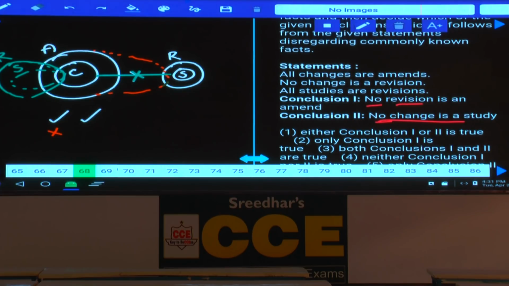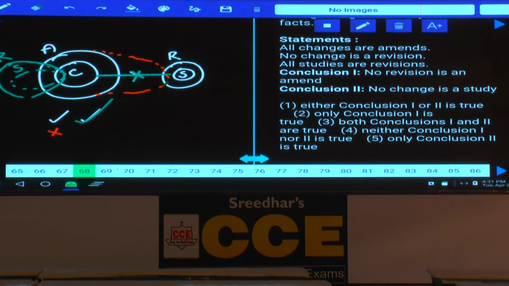Hence what happened to this one? For the second conclusion, an alternate diagram cannot be drawn. Hence that will be true forever. Then what is your answer? Only conclusion 2 is true. Only conclusion 2, that is given in choice 5.